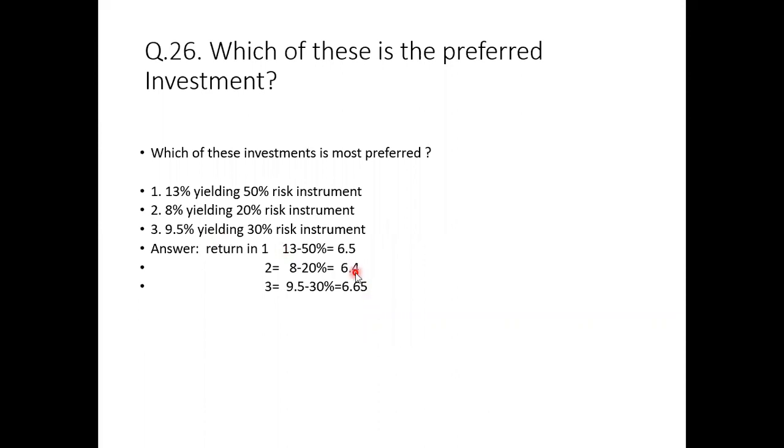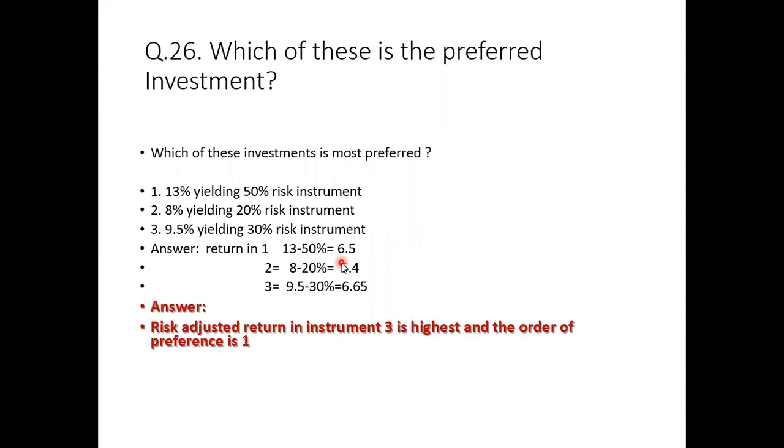Now tell me, this is the best instrument because after adjusting the risk, it is giving more return, more income, 6.65. And this is the least preferred because after adjusting the risk, it is giving only 6.4 net return. So the answer is the most preferred is the third instrument, the least preferred is the second instrument. They will give similar questions. Agreed or not? Understood or not?